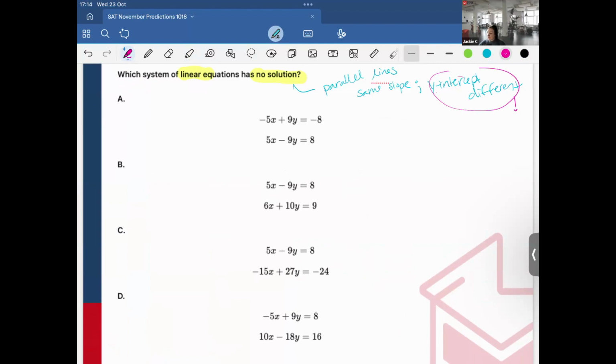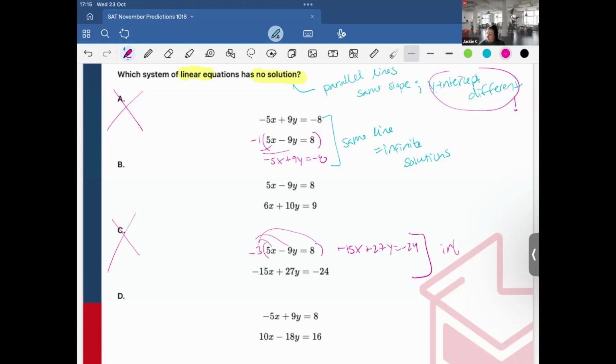So for A, if you look at A, I can multiply everything here by -1. And this becomes negative 5x plus 9y equals -8. And I can be like, oh my goodness, the slope is the same. No, it's exactly the same line. It's infinite solutions. So A is definitely a trap. Always look out for these. When there's the same slope and same y-intercept, it's infinite solutions. So go ahead and discard option A. Also, I'm doing a quick scan of the answer choices, and when I look at C, it's exactly the same. If I multiply everything here by -3, I get -15x plus 27y equals -24. So again, we have infinite solutions.